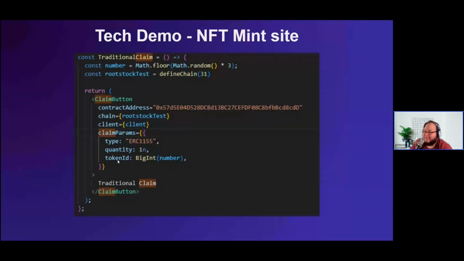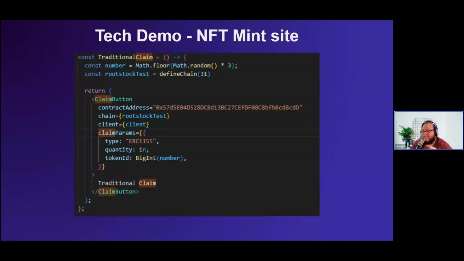And now we need to specify some claim parameters. So things like, what kind of contract are we working with? In this case, an 1155. How many NFTs do you want a user to mint when they click this button? In my example, I'm only doing one. And then, what's the token ID of the NFT? You can hard code this. Maybe you have certain membership tiers and you want to hard code 0, 1, or 2. No worries. Or in my case, I've done a random one. It's going to choose a random number and have that user claim that NFT.